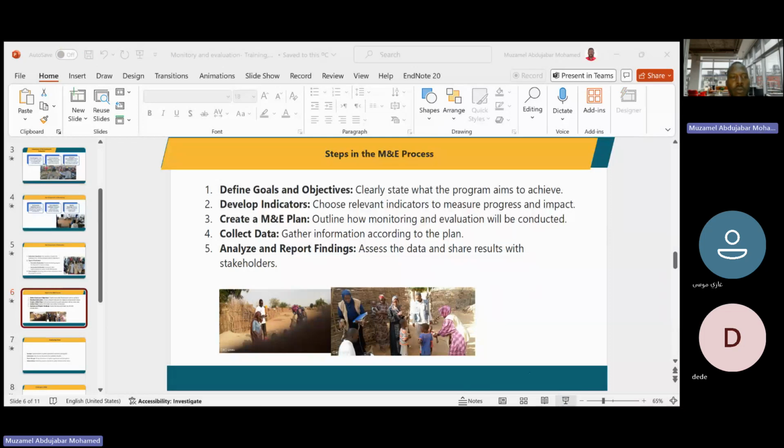This is the step we mentioned. First, define the goal or the objective of the project, develop the indicators, then create the M&E or monitoring and evaluation plan. Then you can collect the data, and you can analyze and report the findings. Analyze the data.